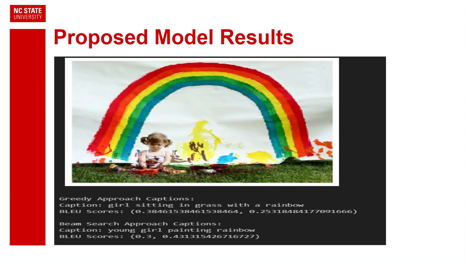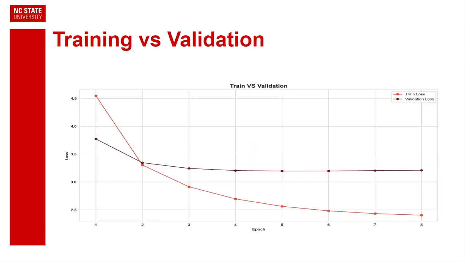And these are the results for our proposed model. You can see the caption and the BLEU scores using different inferences like greedy and beam search. And this is the graph of training versus validation. You can see the difference here.